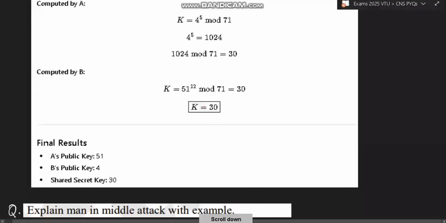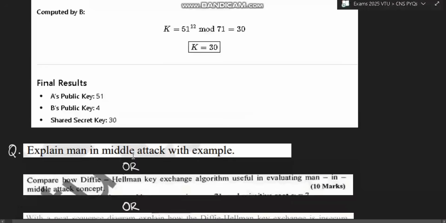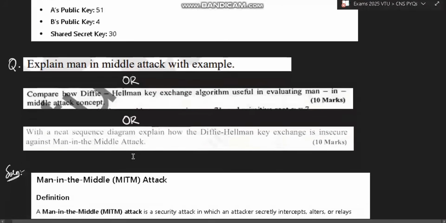Okay, now after you have done that, you will get the same answer here, which is K is equal to 30. After that, that's it. You have to just write A's public key you have found out, B's public key you have found out, and the shared secret key also you have found out. Got it? This is the same way you have to solve any type of question on Diffie-Hellman.